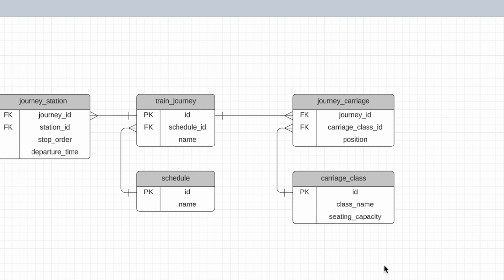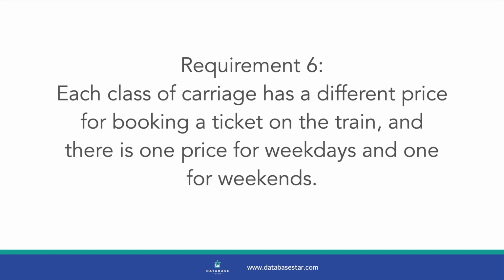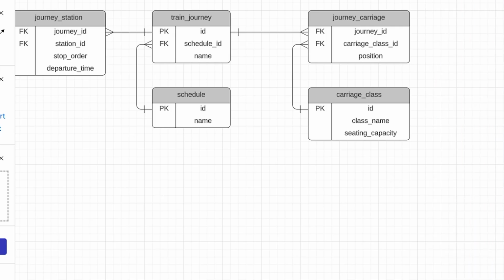We can find out the capacity of a train journey by adding up this seating capacity value for all of the carriages on the train. Requirement 5 is now met. Requirement 6 says that each class of carriage has a different price for booking a ticket on the train, and there is one price for weekdays and one for weekends. So the price of a ticket is determined by the class of the carriage and whether it's on a weekday or a weekend. We've got a class in the carriage class table.